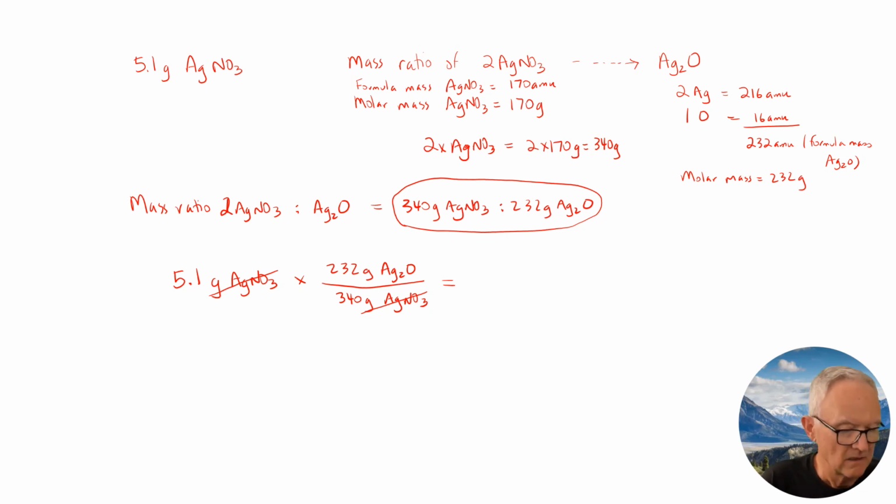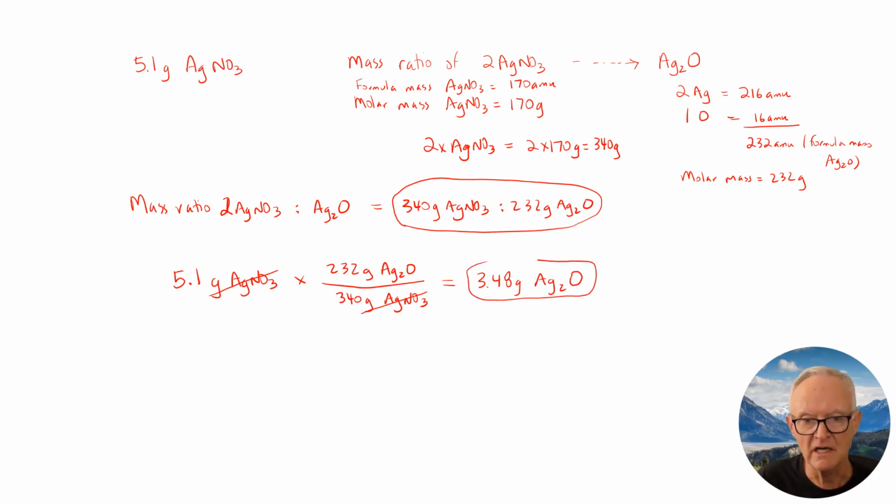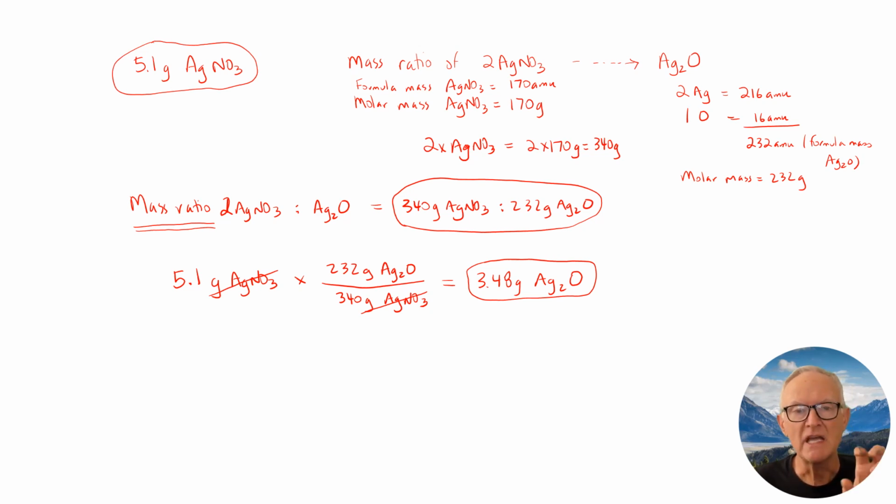And if we multiply this through, we get 3.48 grams of silver oxide. All right, and that's what we were looking for, grams of silver oxide that we could make from a certain quantity of silver nitrate. On the prior slide, we calculated the grams of silver nitrate, and here we're just applying our mass ratio of the two. So 3.48 grams of silver oxide would be the answer to part A of the problem if you had those same quantities that I have in this example.